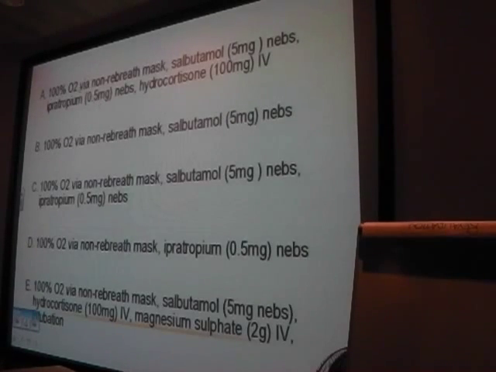Okay. So these are your options. Are you going to give 100% oxygen via a non-rebreathe mask, salbutamol nebs, ipratropium nebs, and hydrocortisone? Are you going to give just the oxygen and salbutamol, the oxygen, the salbutamol, and the ipratropium, the oxygen and the ipratropium, or the oxygen, the salbutamol, the steroids, the magnesium, and intubate?